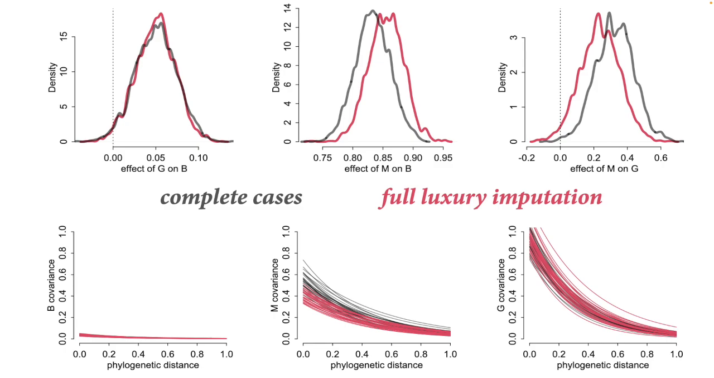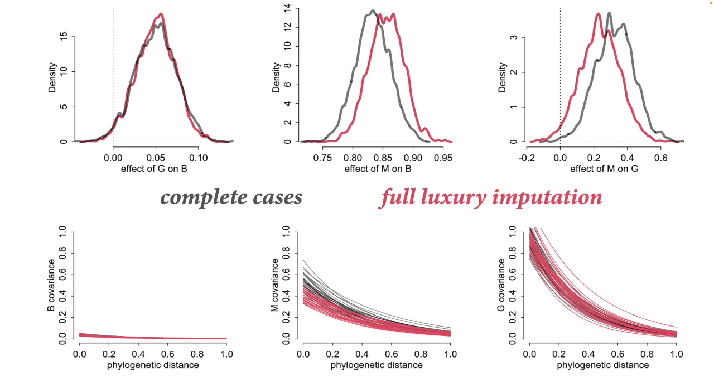So the effect of M on B has gotten larger after imputation, and the effect of M on body mass on group size has gotten a little bit smaller. And this has to do almost certainly with the non-random missingness on these variables. This is the kind of thing, if I were interested in this sort of project, I would explore through synthetic data simulation to see the kinds of biases that arise from complete case analyses when you have these sorts of sampling artifacts. At the bottom, we're showing the phylogenetic signatures, so to speak, in these cases.